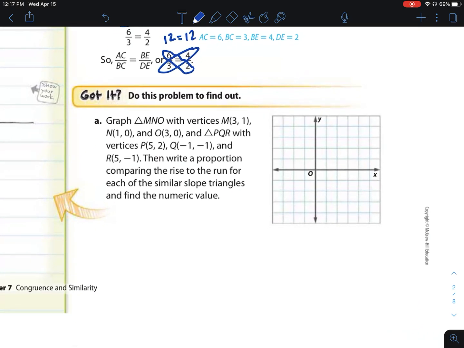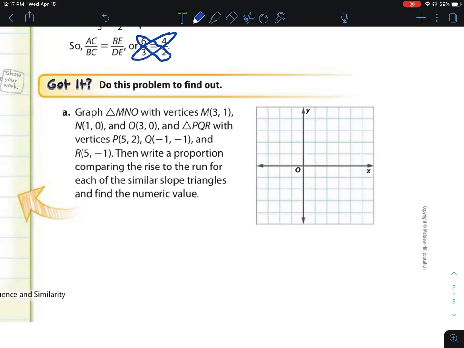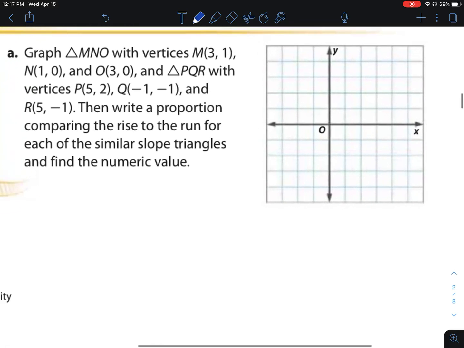Okay, let's do Got It number 1, or letter A. Graph triangle MNO with vertices 3, 1 for point M, point N at 1, 0, and point O at 3, 0, and triangle PQR with vertices point P at 5, 2, point Q at negative 1, 0, and point R at 5, -1. And write the proportion comparing the rise to the run of each of the similar slope triangles and find the numeric value. First, let's graph them.